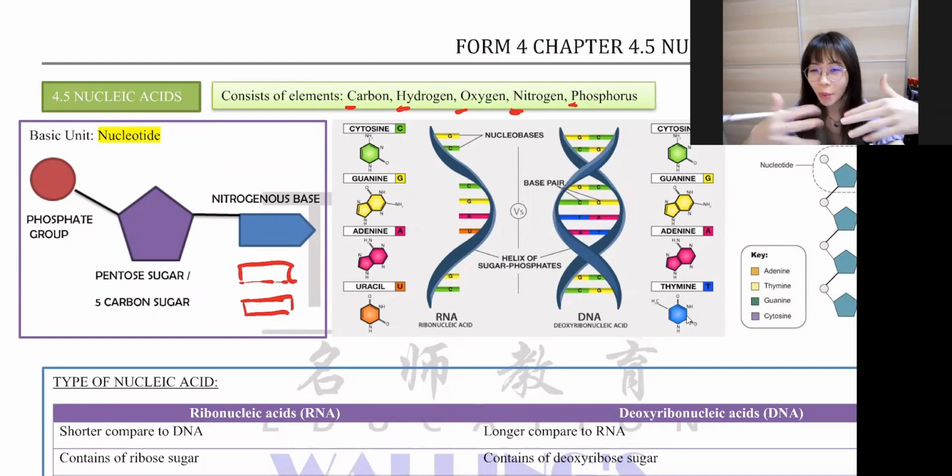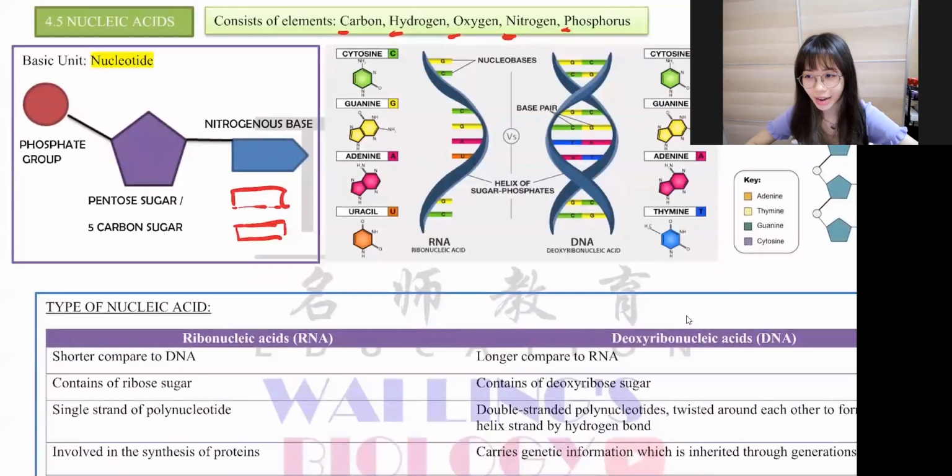Now, before we learn about the real difference, we have to learn about the structural difference. It means based on structure, what differences do they have? RNA stands for ribonucleic acid, DNA stands for deoxyribonucleic acid. Number 1, the structure of RNA is shorter. And then the structure of DNA is longer. How do you want to remember?